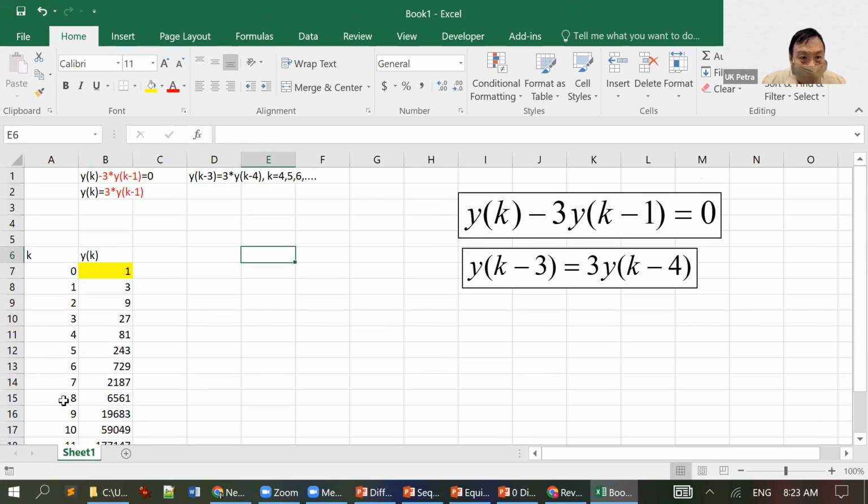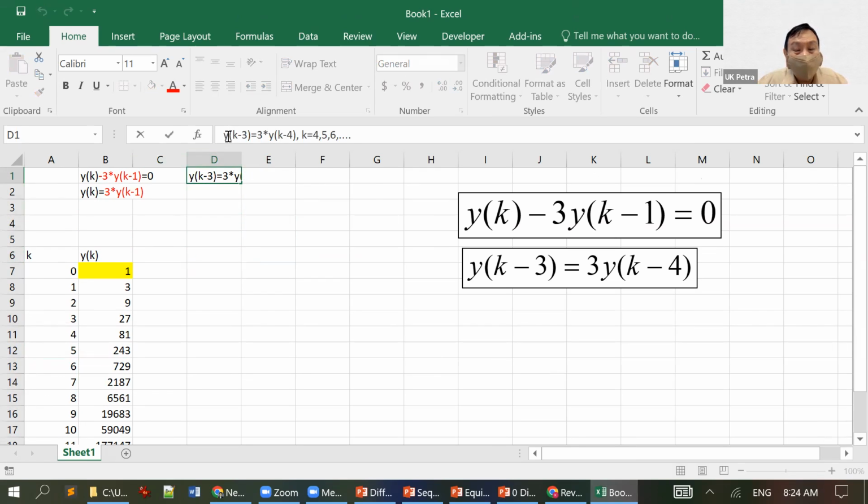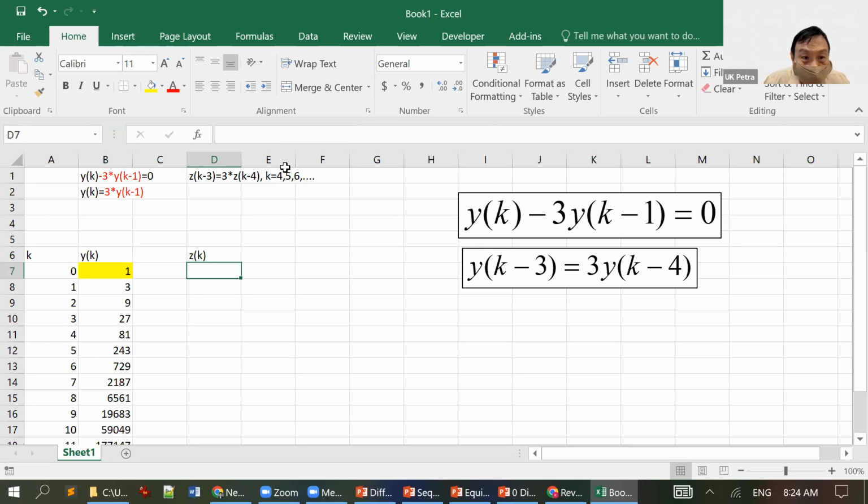So now I have k. Let's make it different, so instead of Y, I put Z, is it okay? So this is Z_k. K starts from 4. Again, I put 0, right? This is given. And then what I will do? Minus 3.